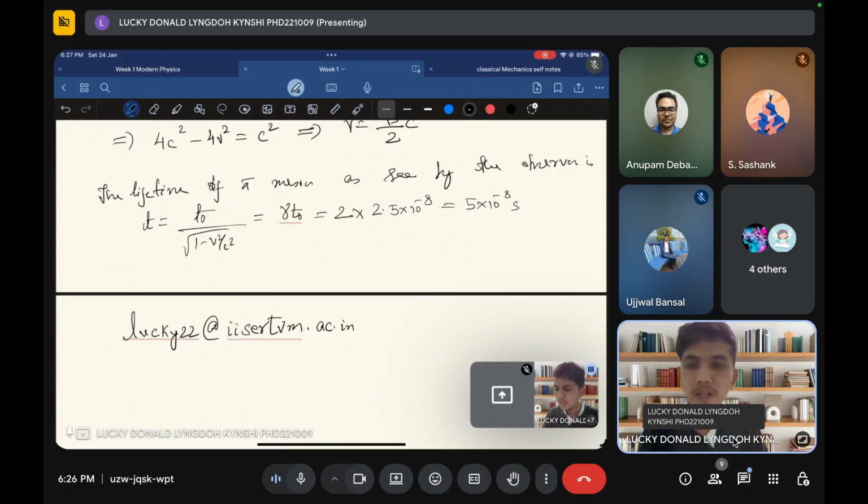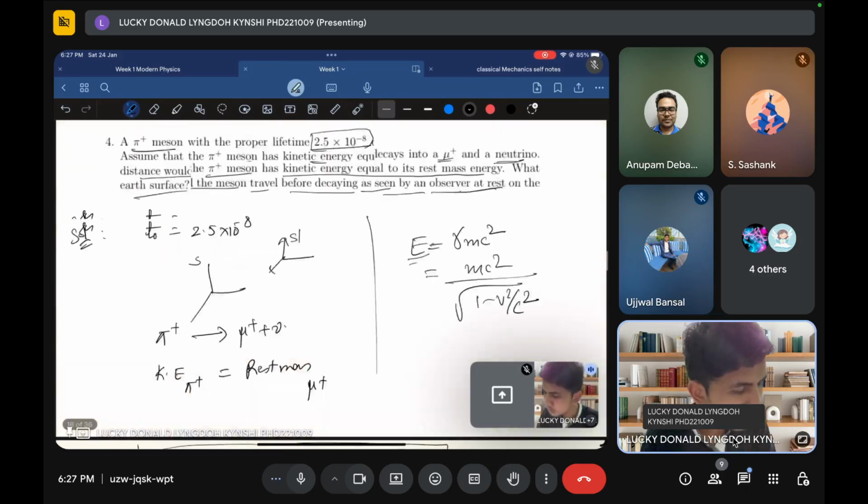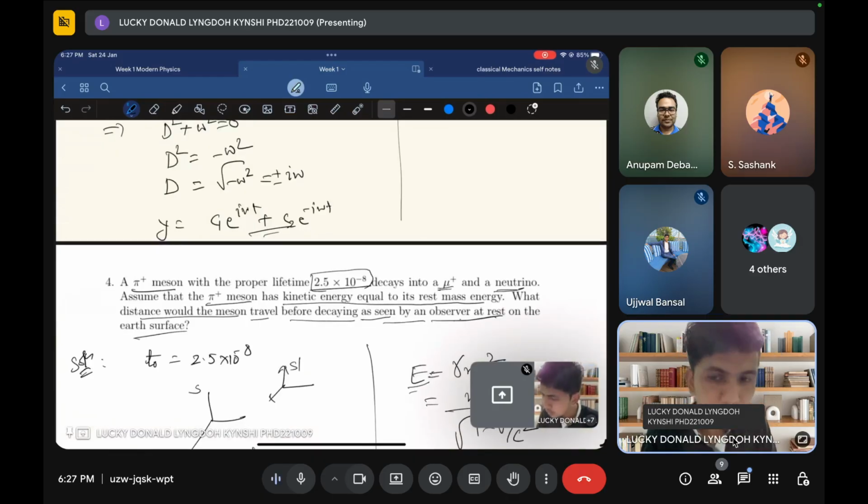Okay, now you know the time, then you can easily calculate it, because now you know the time which you measure from your frame of reference, which is at rest. Then you can easily calculate the distance, because that is the question. The question is: what is the distance the muon will travel before decaying, as seen by the observer? So you have to calculate the distance.